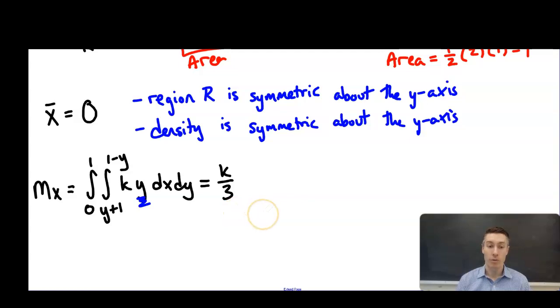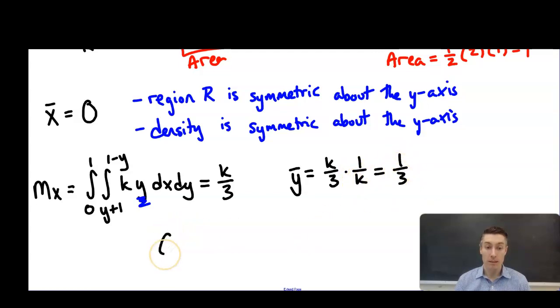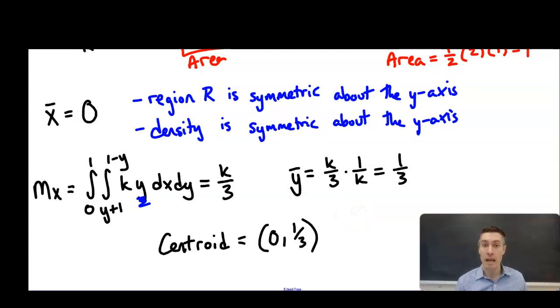So that's equal to k over 3, which means then that y bar is k over 3 divided by the mass, which is times 1 over k. So we get 1/3. So that means the centroid in this problem, because it's a uniform density distribution, is the point (0, 1/3), which does in fact confirm that geometry result that we learned in high school geometry as well. Right, so practice your integration. You should get k over 3, and then the new element, which is finding the centroid in this example, is going to be at the point (0, 1/3). Okay.